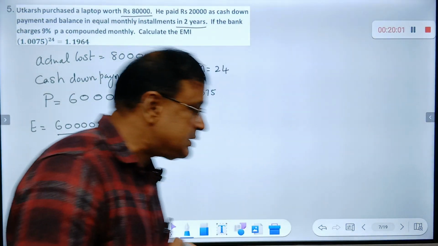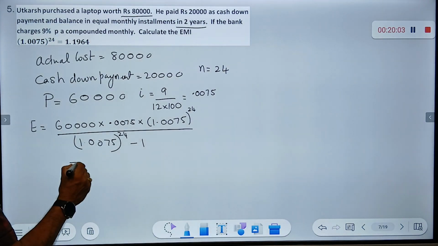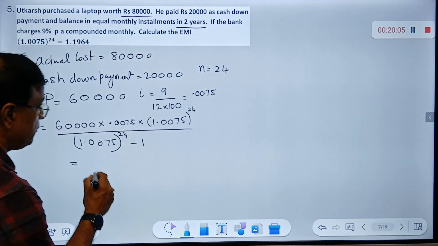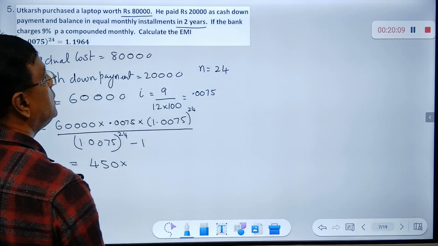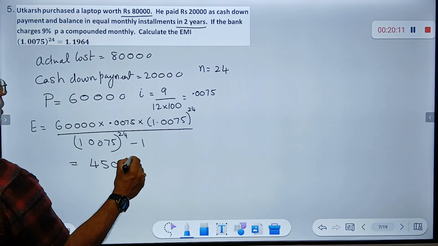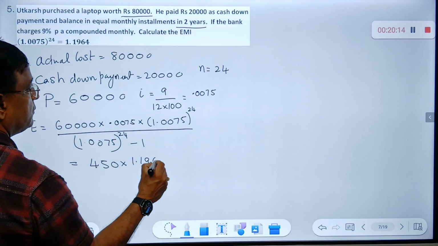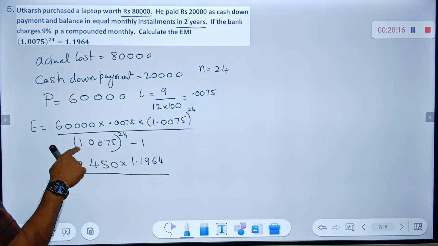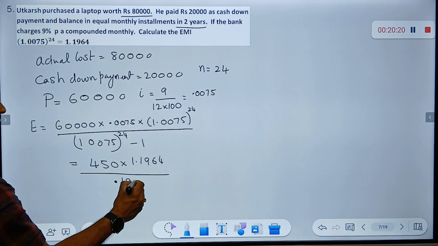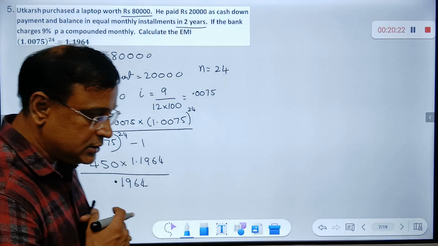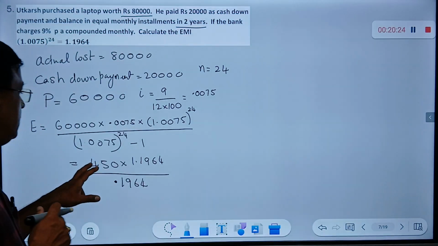Correct. Now what is 60,000 into 0.0075? I have done the calculation. It is 450. And what about this? This is nothing but, it's given as 1.1964 divided by 1.1964 minus 1, which will be 0.1964. Is that clear?